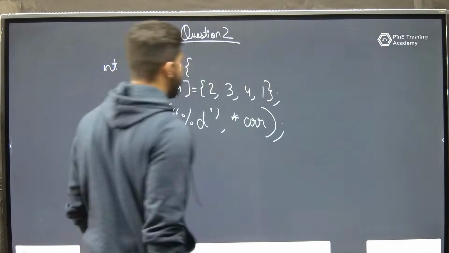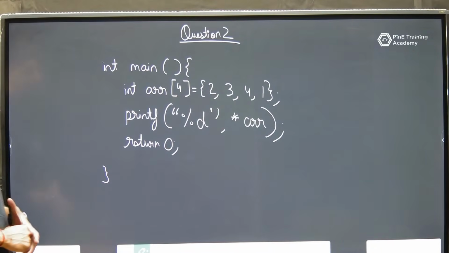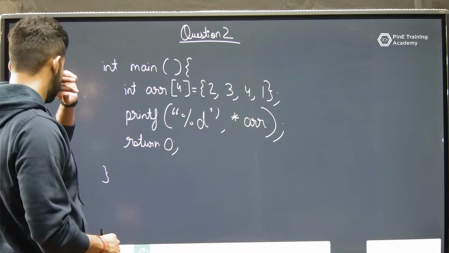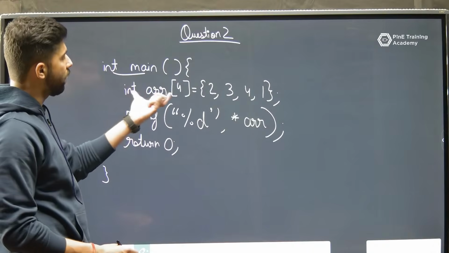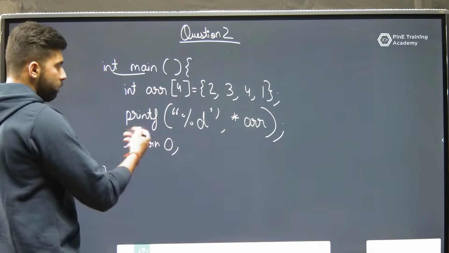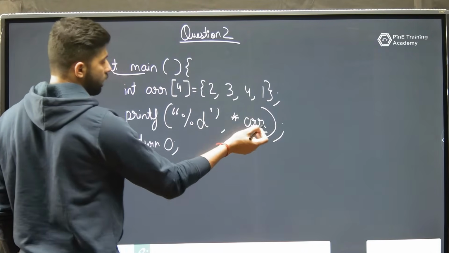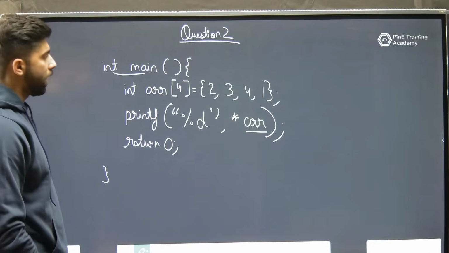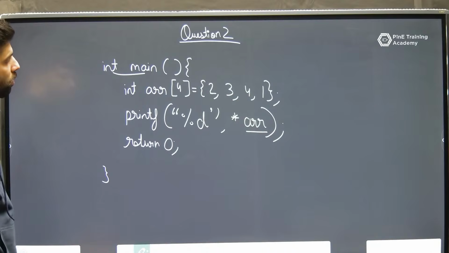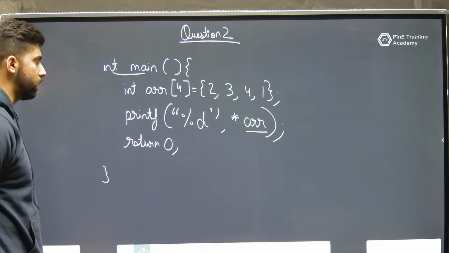Let's move to the next. Next, we have a main function. We have an array of size 4, and I'm trying to print this ARR along with the star operator. Again, I'm giving you a few seconds to figure out the answer and then I'll discuss.